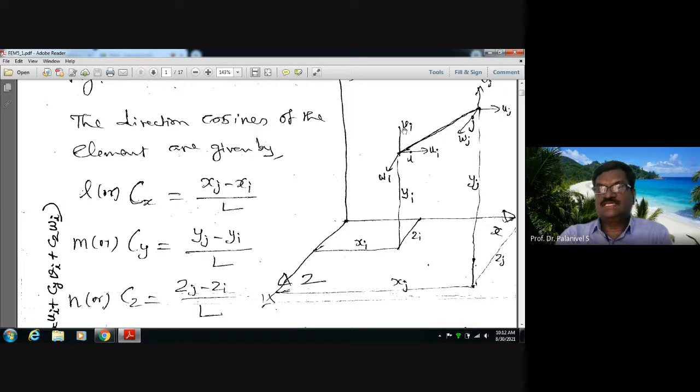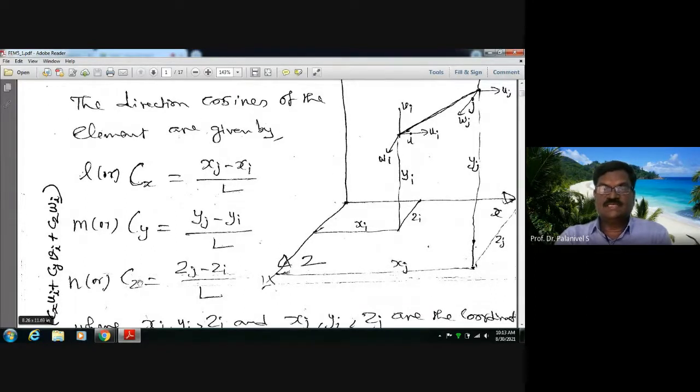Cos of this theta is equal to this adjacent side divided by the hypotenuse, the length of the member. What is this projection? This side is nothing but yj minus yi. You see, in this right triangle, this distance is yj minus yi. So cos of this theta is yj minus yi divided by L, the hypotenuse. Adjacent side divided by hypotenuse. In this right triangle, I am getting the adjacent side, and thus I am getting the direction cosine with respect to the y-axis.